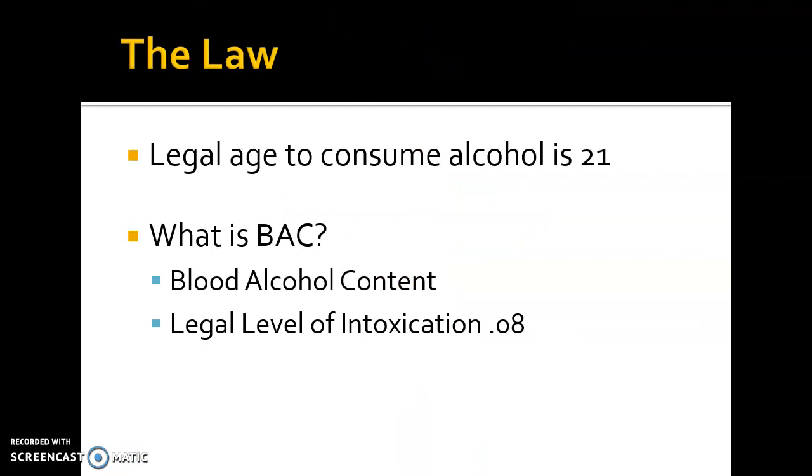The legal age to drink alcohol in all states is 21. Blood alcohol content, BAC, is the measure of alcohol in the blood. So legal intoxication is a 0.08.